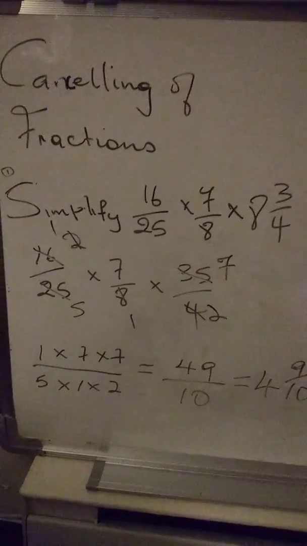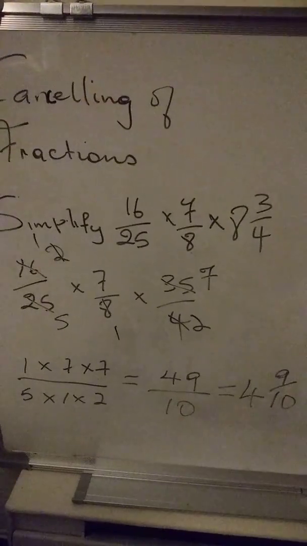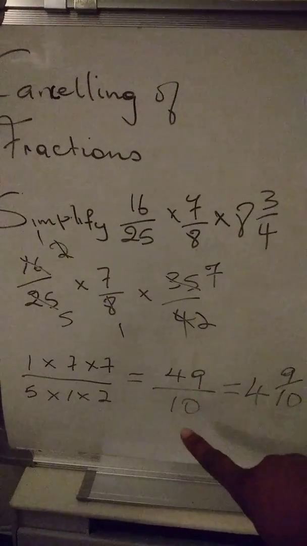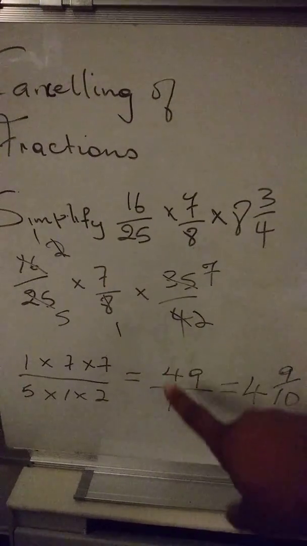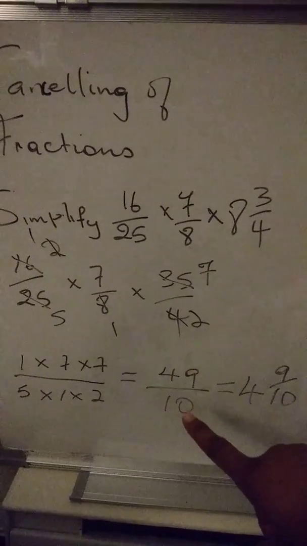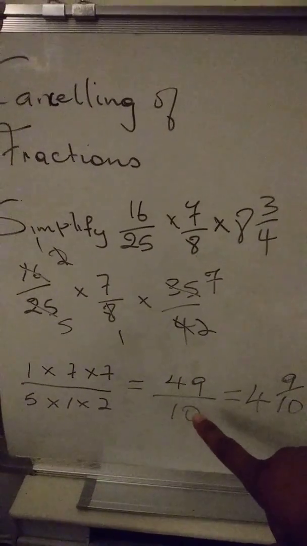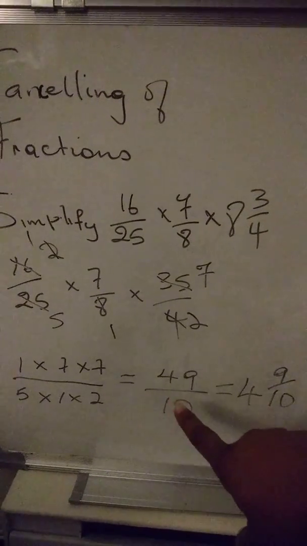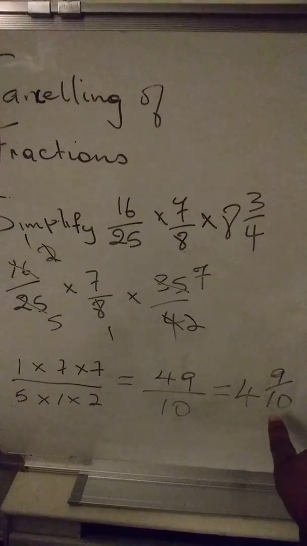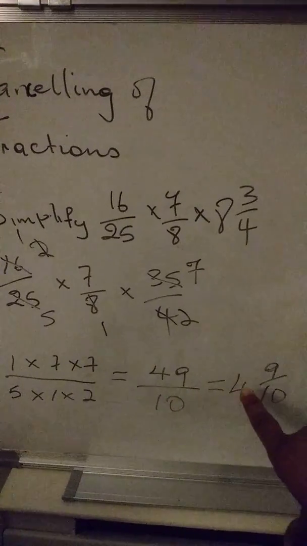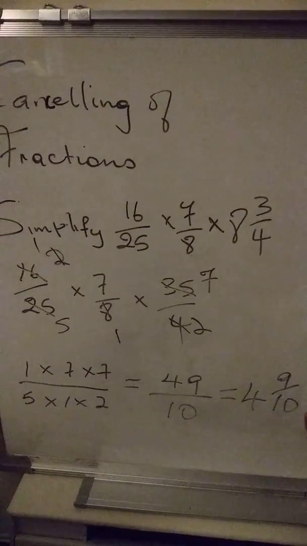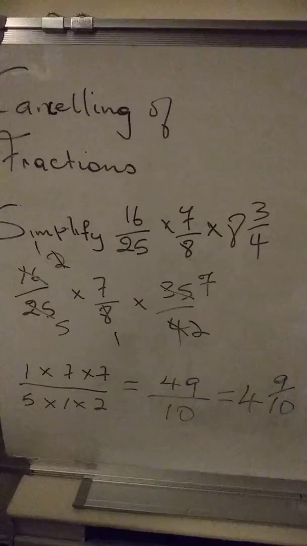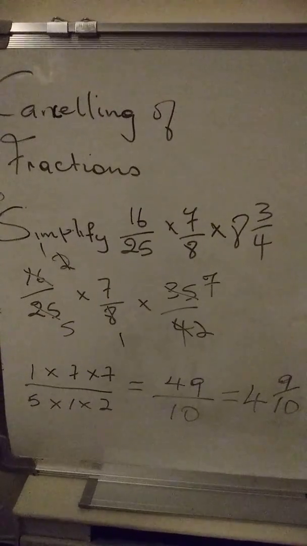So we end up, our answer will be 49 over 10. This is considered to be a mixed fraction, but we're asked to simplify the question. So we're going to reduce this to a mixed fraction, which is 10 into 49 is 4 times, and 9 over 10. So our answer is 4 and 9/10.